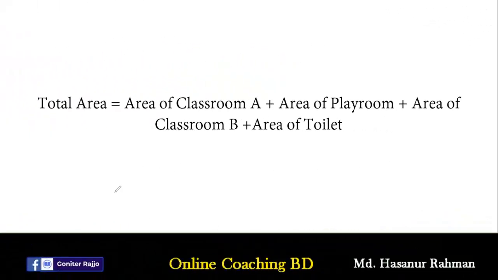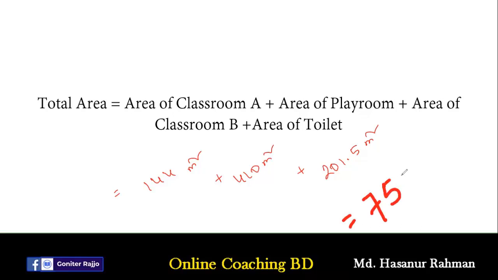Total area. So area of classroom A is 144 square meter. Area of playroom is 410 square meter. And area of classroom B and toilet will be 201.5 square meter. So if we add all of this area, then we'll get our final solution. The final one will be 755.5 square meter. And that is the total area of the school.